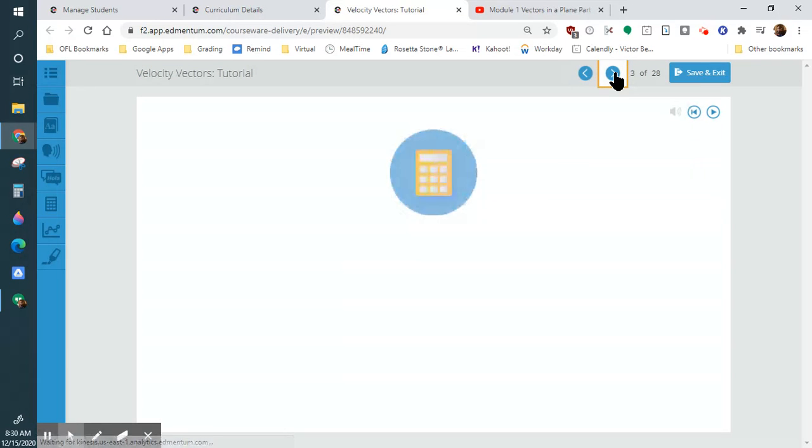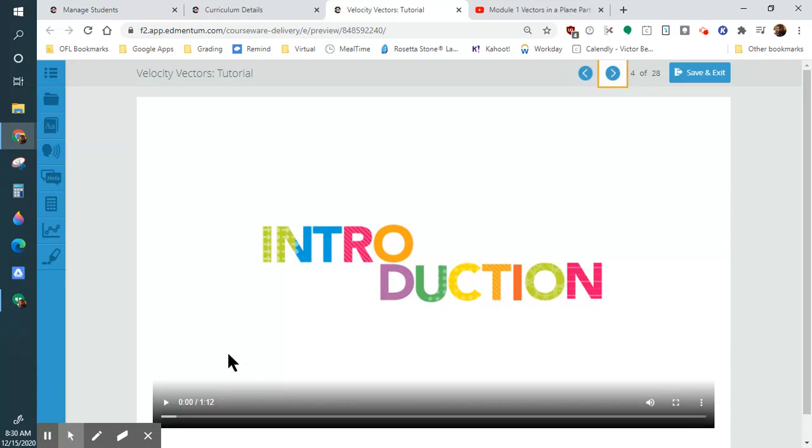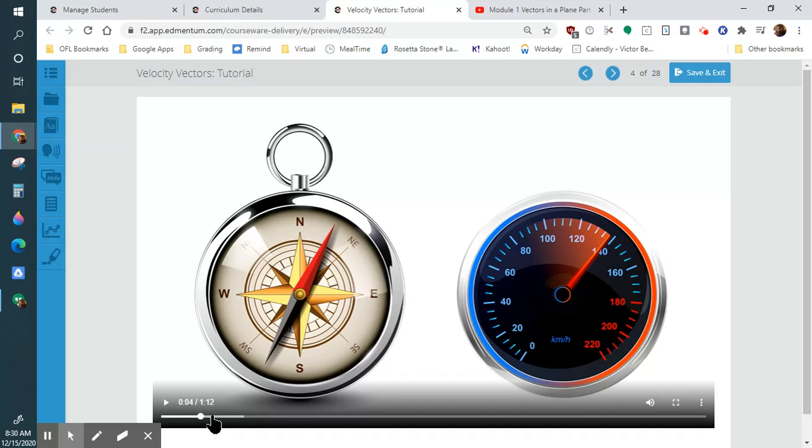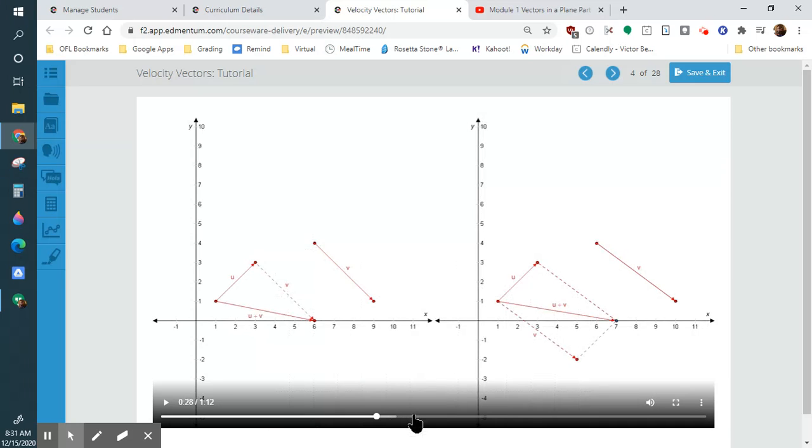So, velocity vectors. Now we're going to be using vectors in a way where it can model speed. In this unit, we will use vectors to represent velocity in models. So this is how you usually would use vectors. You would usually use this in physics or engineering to model behaviors in a direction with an initial point and a terminal point. So make sure you watch this video on your own to learn more about how we add and subtract vectors.